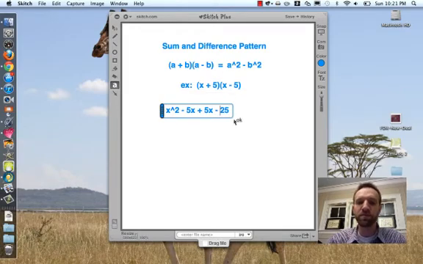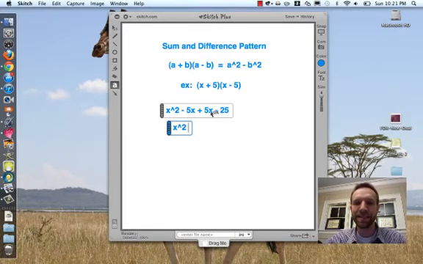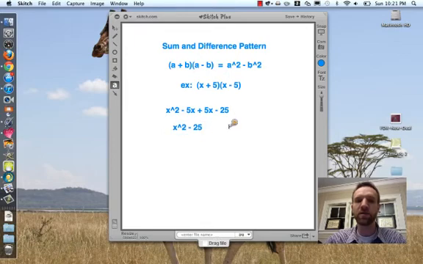There's my four terms, and that looks good. And now I'm going to simplify it. Combine this negative 5x plus this 5x. Those middle terms can always add together. And so x squared. Negative 5x plus 5x is 0x, so I don't have to write it down, it's gone. And then I'm left with minus 25. And this becomes your final answer.